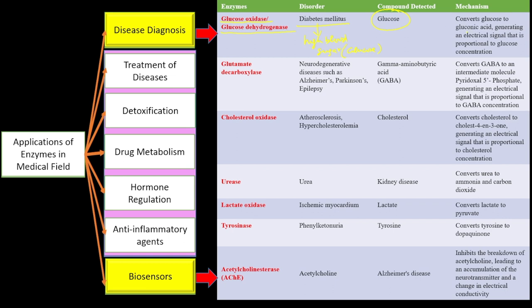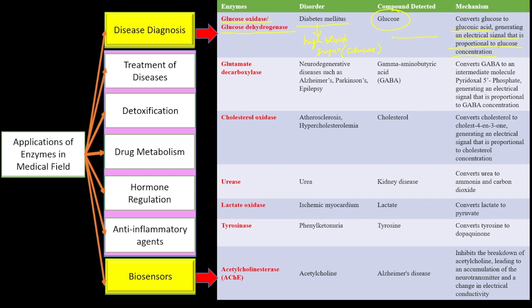The mechanism through which it detects glucose is that the glucose is converted into gluconic acid, right? And it generates an electrical signal that is proportional to the glucose concentration. I'm sure you might have seen some of the older people in your family using glucose strips to detect glucose. That glucose strip you see at home has something like this, right? And you have some place here to place the blood, and then you insert this glucose strip into a glucometer, right?